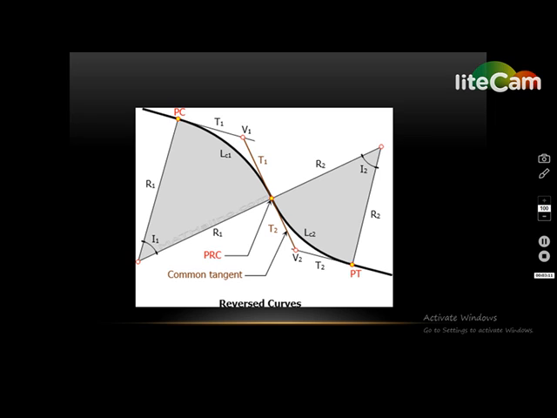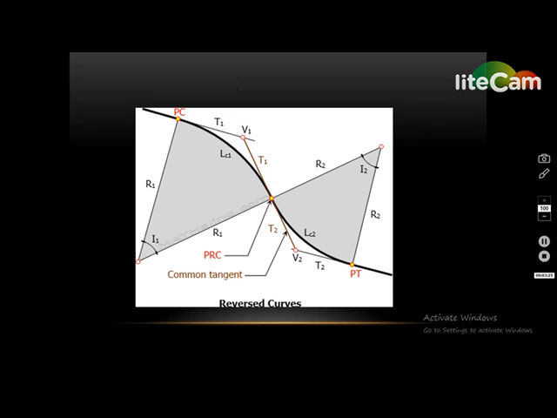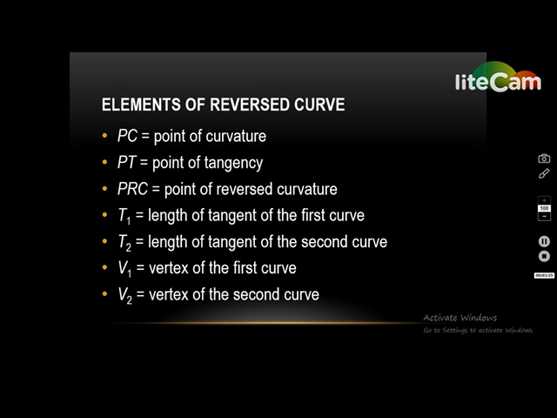As you see, it's an S, and basically a reverse curve is when you travel on one side and after a particular point, which is the PRC, you go in the straight opposite direction. These are hard to make, and as we said, it brings discomfort to motorists running at design speed or at uniform velocity. Here we have PC, PRC, and PT. Point PC is the point of curvature and PT the point of tangent, and they both have a common tangent due to the coinciding curves.